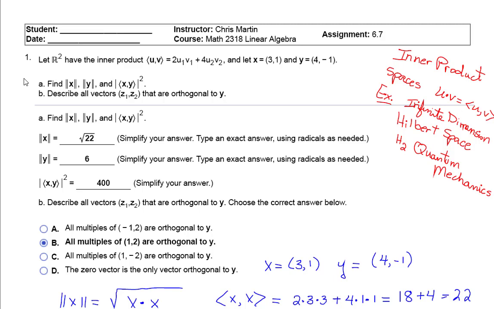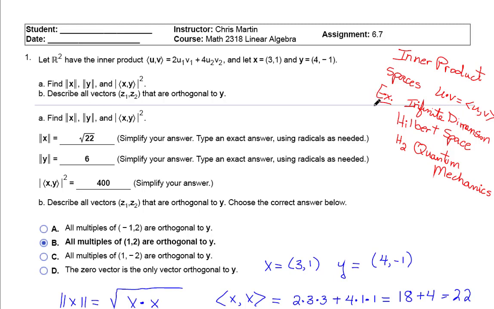Welcome to Math 2318. This is section 6.7. We begin to look at inner product spaces. Inner product spaces are like the dot product. We have u dot v. You'll also see it written in this notation with the brackets.